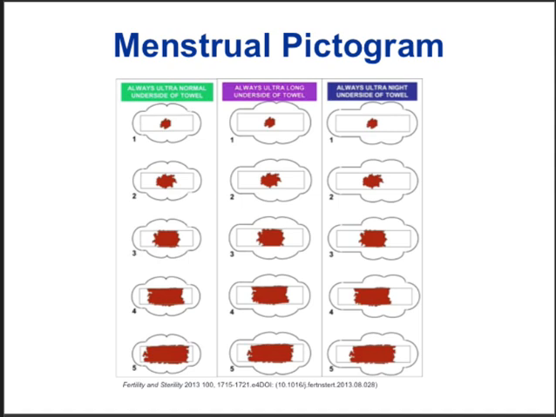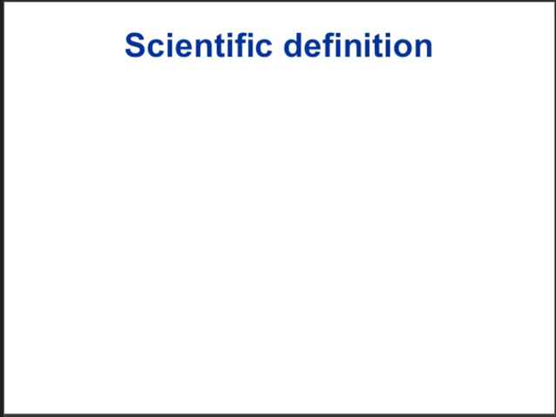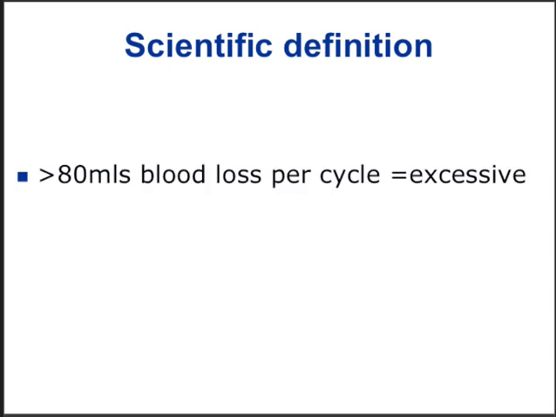And the woman can actually indicate how many of these she uses and how badly soaked they are. Publication in Fertility and Sterility in 2013. It is a way of trying to quantify the blood loss. The scientific definition is that a woman loses more than 80 ml of blood per menstrual cycle. This is defined as excessive heavy blood loss.